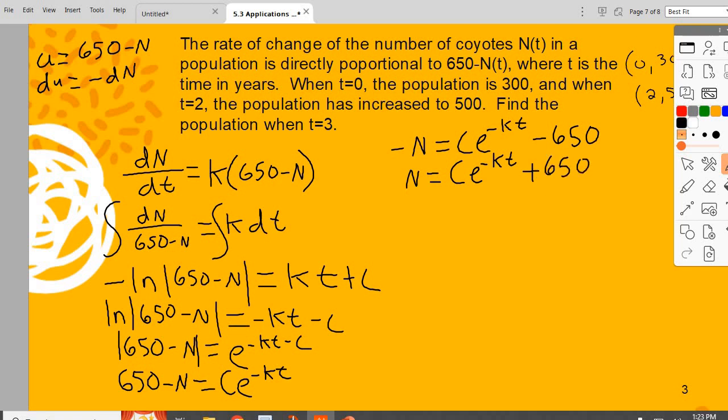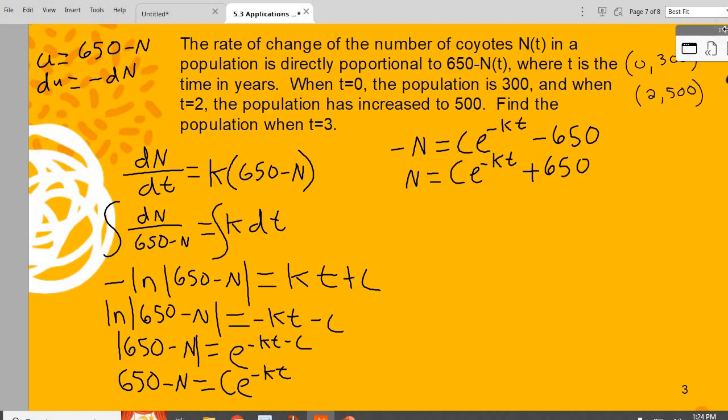So that is our model in terms of K and C. However, they give us initial conditions in order to help us solve for K and C, which is why they give us 2 points there. Which one is it helpful to plug in first? The 0.